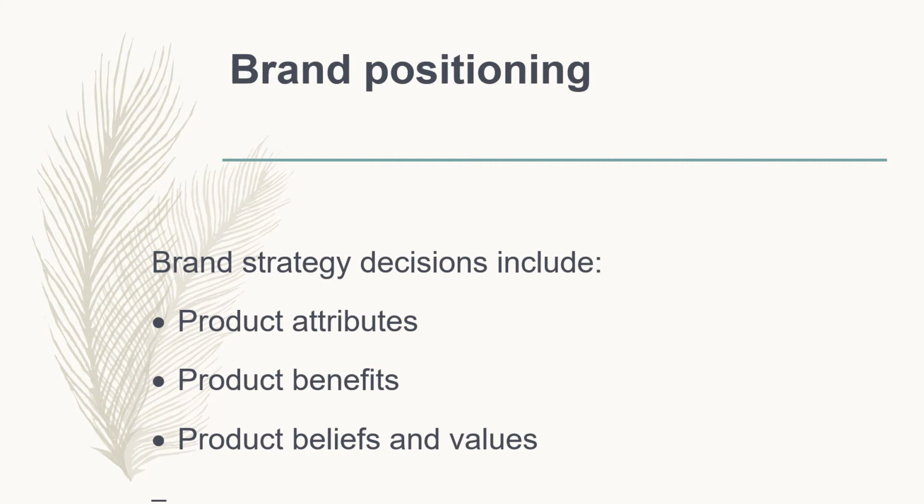Okay, there are several types of positioning strategies. A few examples are positioning by the product attributes, product benefits, and lastly product beliefs and values. The product attributes and benefits are defined as associating your brand or product with certain characteristics or with certain beneficial value.